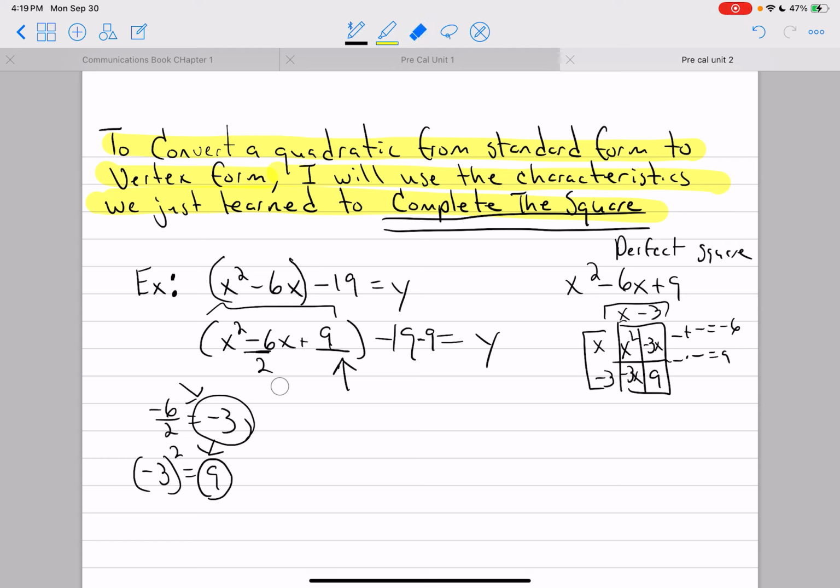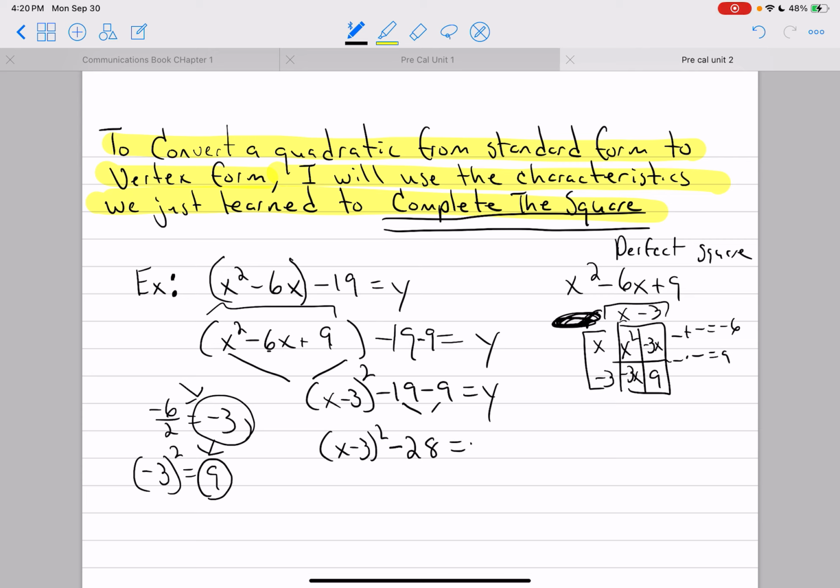So I'm noticing that, oh, well, now I've created this perfect square, so this actually means x minus 3 squared. And again, we see it right over here. So this is x minus 3 squared minus 19 minus 9 equals, not 0, equals y. Okay, well, let me start simplifying this more. x minus 3 squared. Well, what is negative 19 minus 9? That's negative 28 equals y.